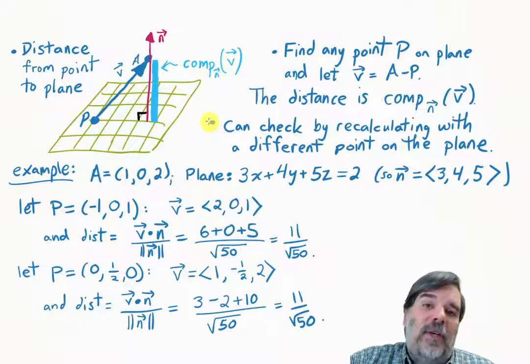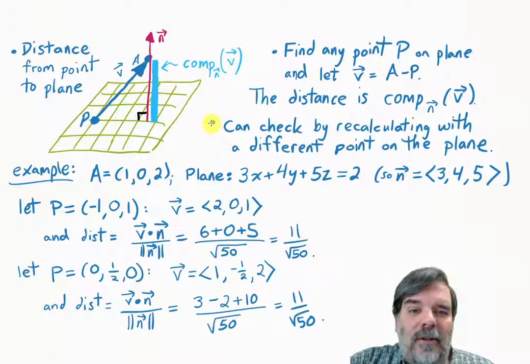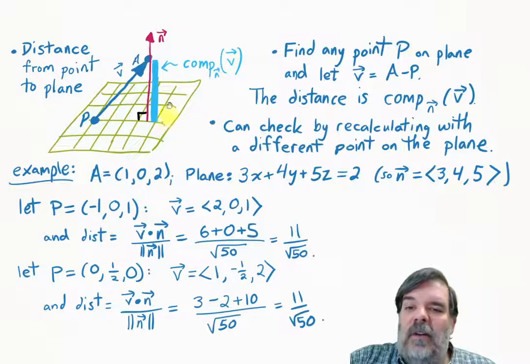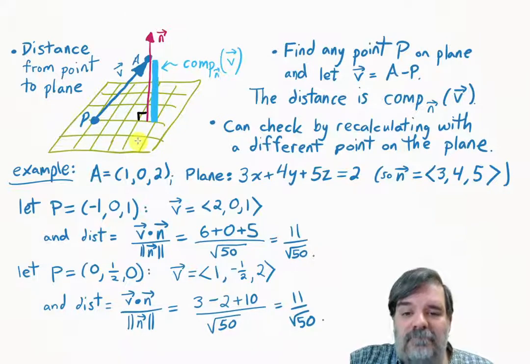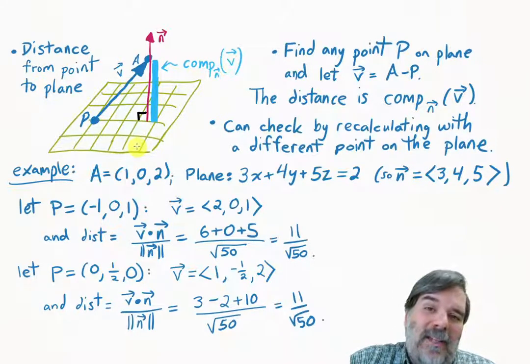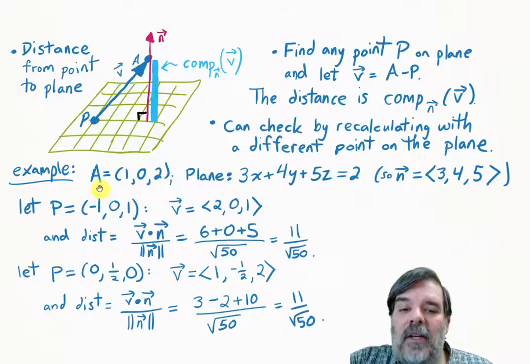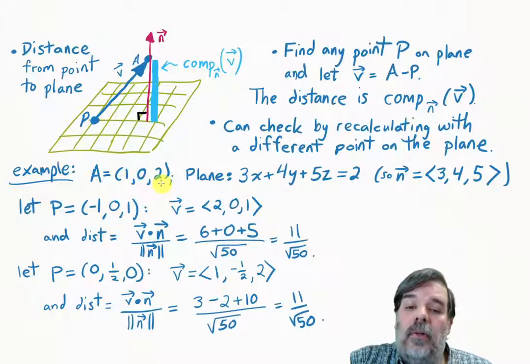And there's also a nice way to check. It's always nice to check your work. You can check just by recalculating with any other point on this plane. It's actually quicker to do an example than it is to explain it. So let's say we have the point A, which is equal to 1, 0, 2.